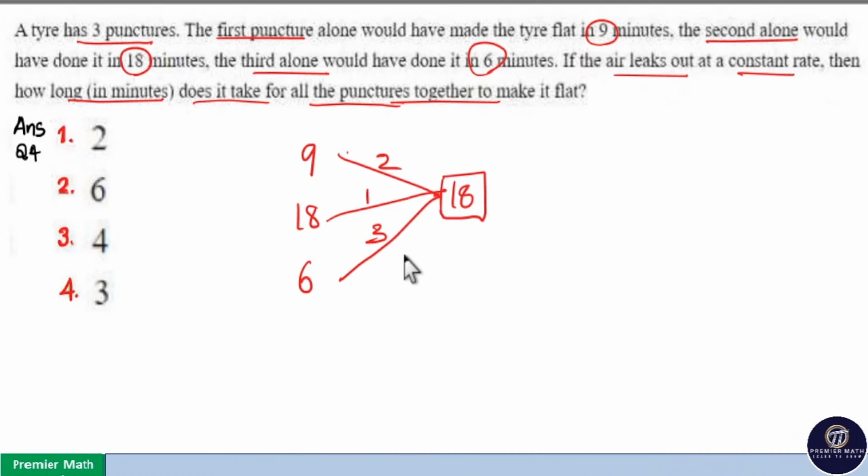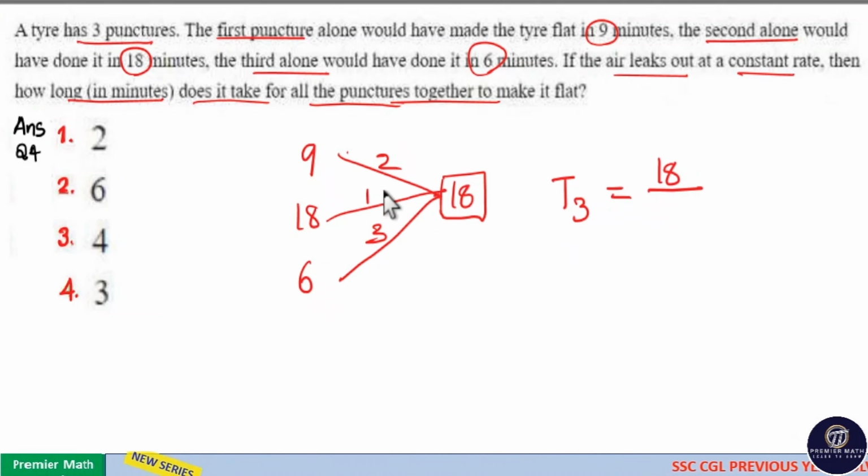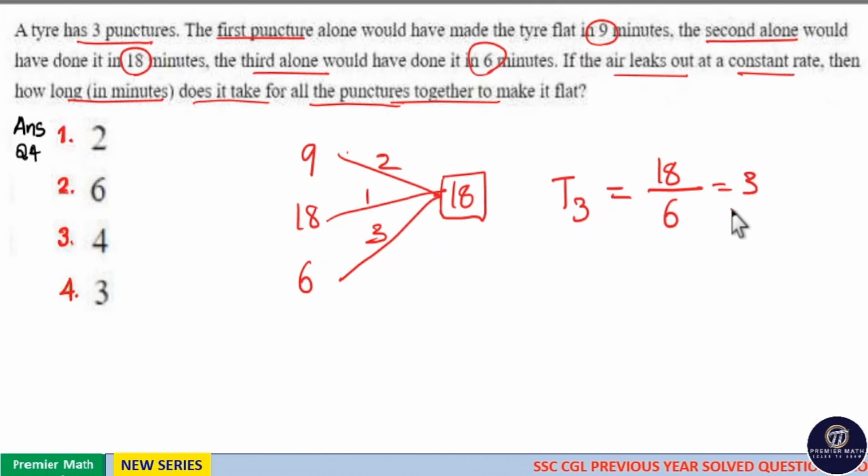The meaning of this diagram is 18 units is the total work and efficiency of first puncture 2, second puncture 1, third puncture 3. Means that first puncture can complete 2 units of work in a minute, second puncture can complete 1 unit of work in a minute, third puncture can complete 3 units of work in a minute. Now time taken by all these 3 punctures together to make the tire flat is equal to total work 18 divided by efficiency of these 3, which is 2 plus 1 plus 3, equal to 6. So 3 minutes. Option 4 is your answer.